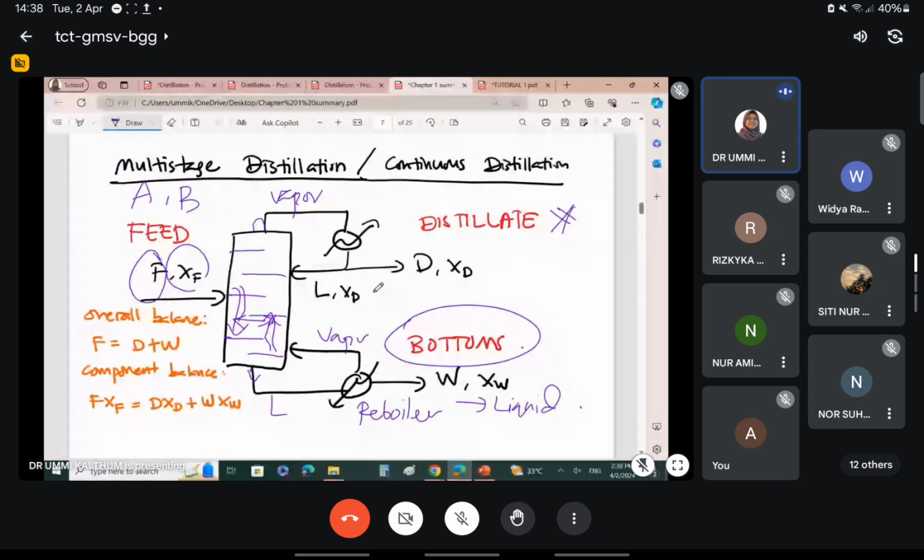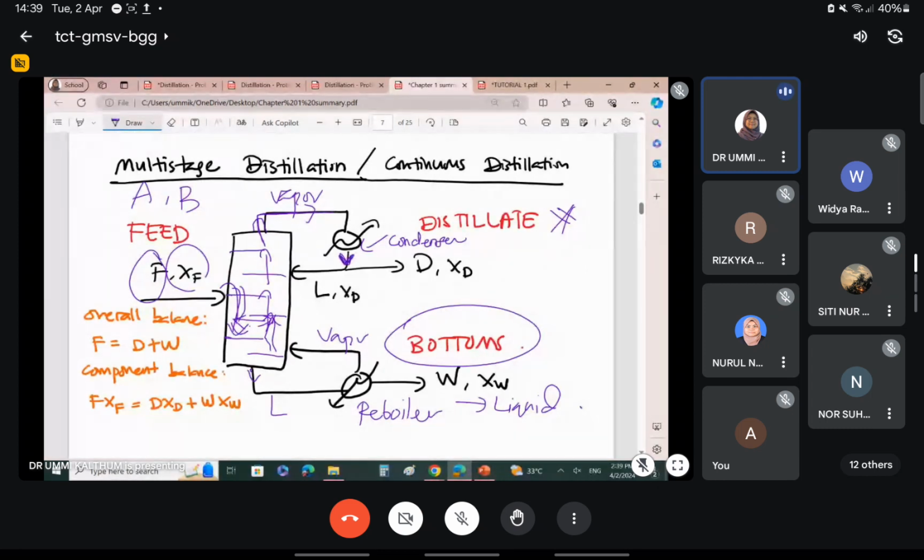And then apa tadi? Vapor pergi atas kan? Vapor pergi atas, dalam masa yang sama liquid turun. Vapor pergi atas, so dia akan keluar sebagai overhead product. Vapor, so dia akan masuk, ni apa? Condenser. Pandai, condenser. Apa tugas condenser? Boleh. Nak jadikan dia liquid. From vapor to liquid phase, so masuk condenser, dia akan keluar sebagai liquid.